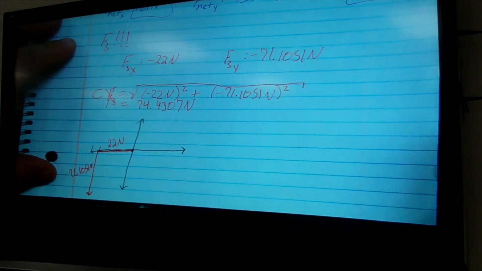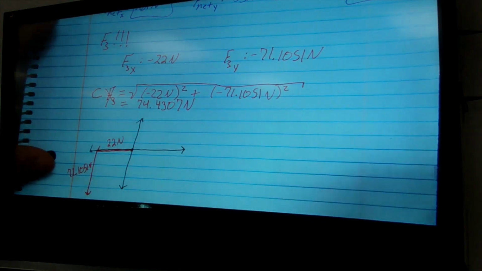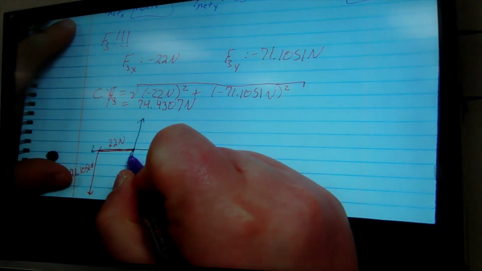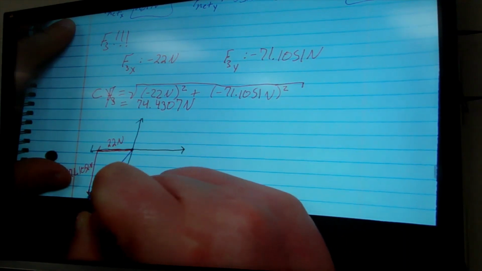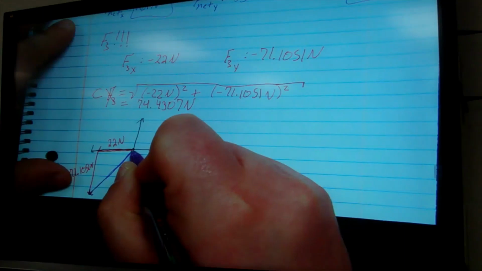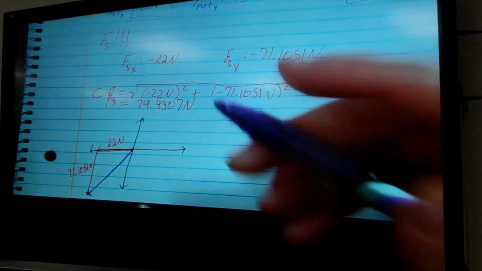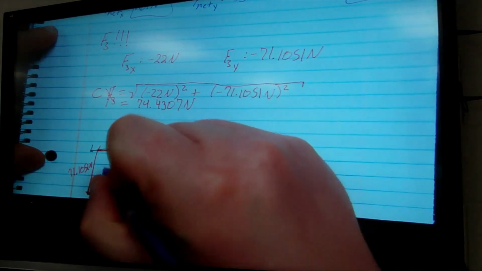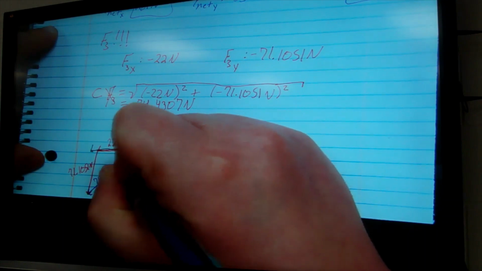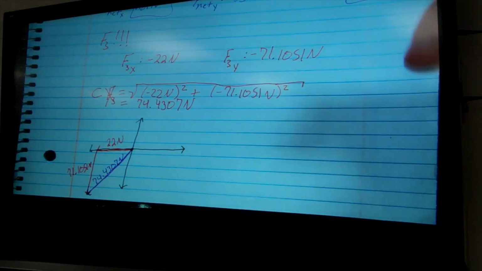71.1051 newtons. And we get this right here, which is our hypotenuse, which you guys decided we just solved for, which is 74.4307 newtons. But along with this, to get the correct answer, you have to have the angle.